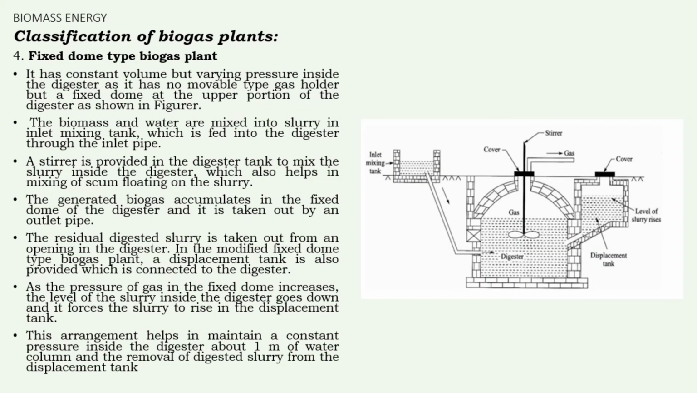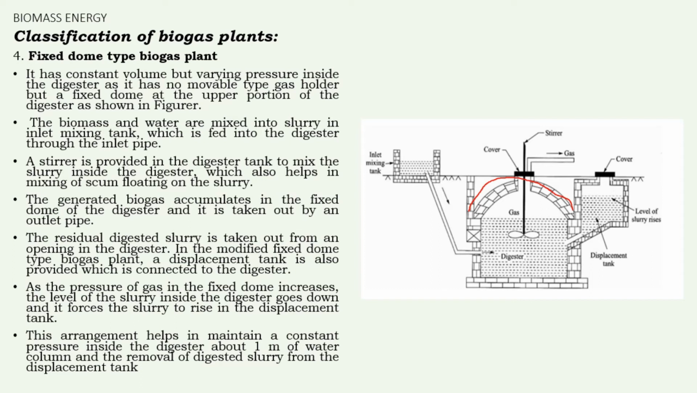The next type of biogas plant is the fixed dome type of biogas plant. In the previous slide we discussed the floating dome type. In the floating dome, the pressure is kept constant but the volume varies. In this type of plant, the volume is fixed. You can see from the sketch, here we have a dome which is constructed from brick masonry. So the volume is fixed but the pressure variation takes place.